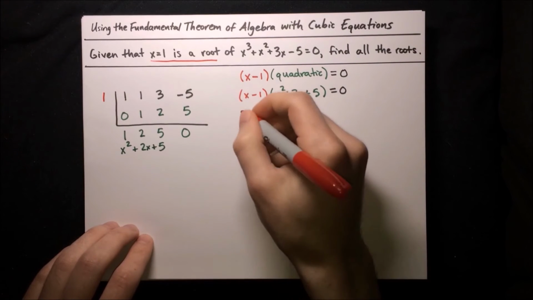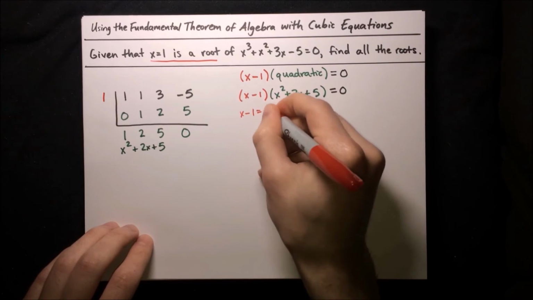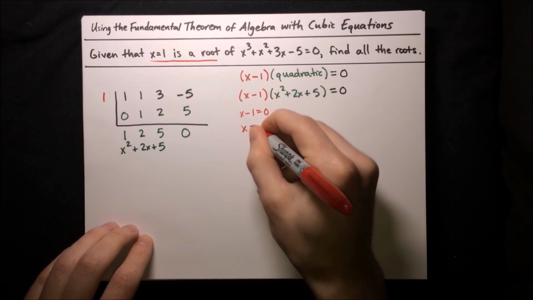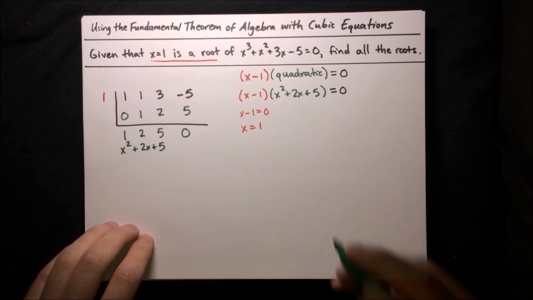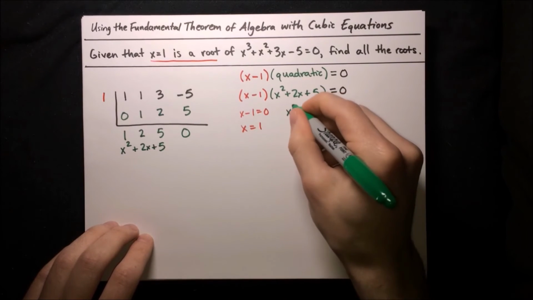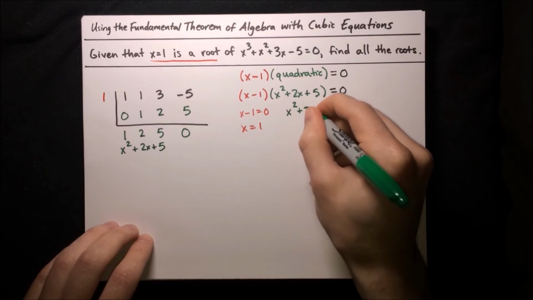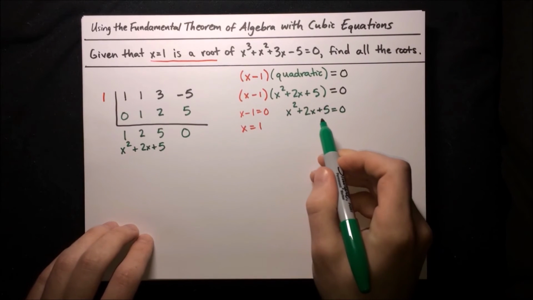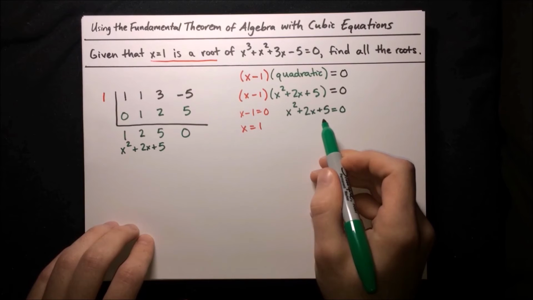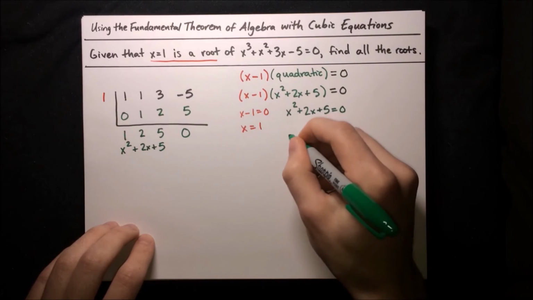So of course this first factor, x minus 1 equals 0, just comes from our root x equals 1, so that's no surprise there. But the quadratic, we set that equal to 0 and we'll find our remaining roots. So x squared plus 2x plus 5 equals 0. Can we factor this at all? Doesn't look too good. So why don't we just go ahead and use the quadratic formula.